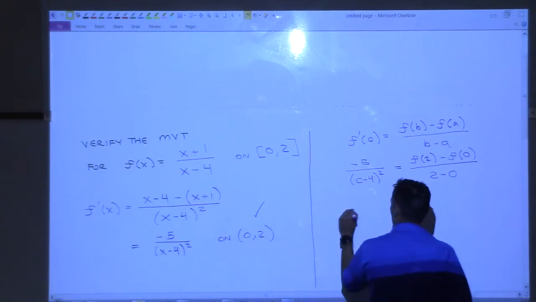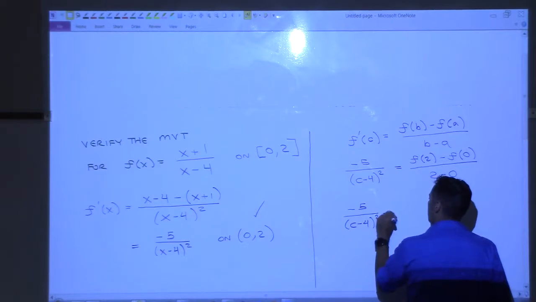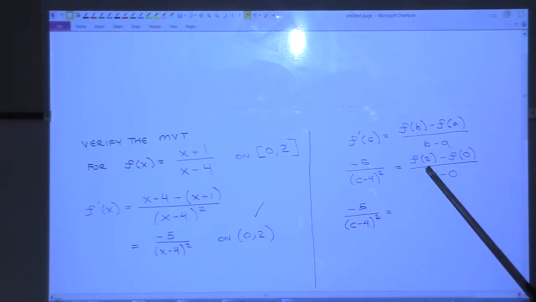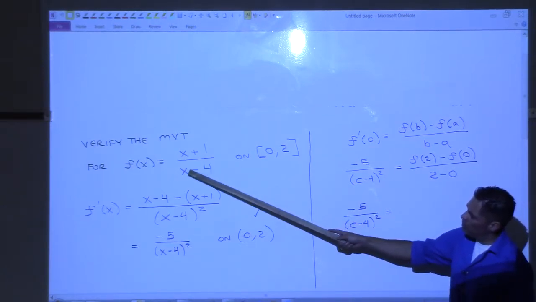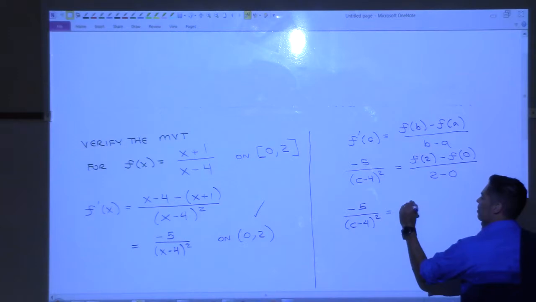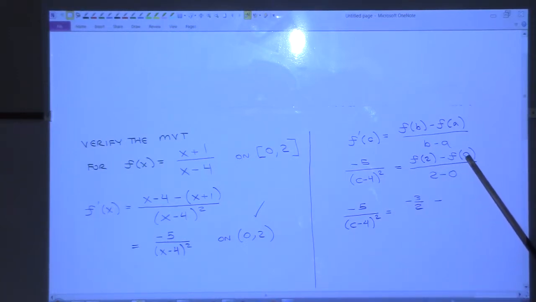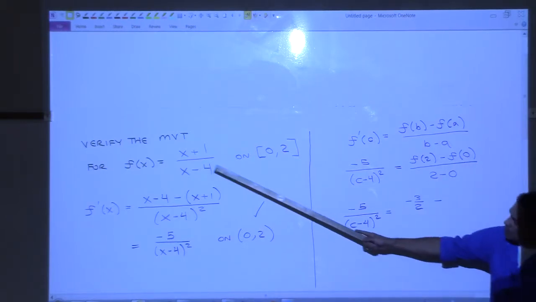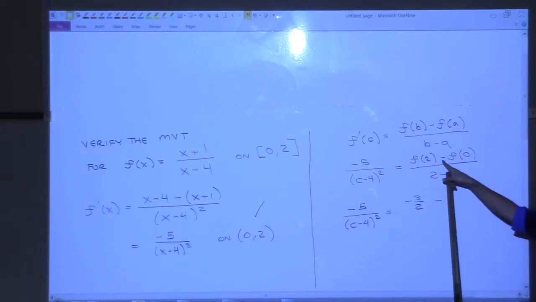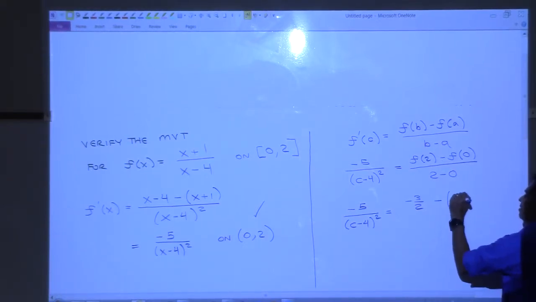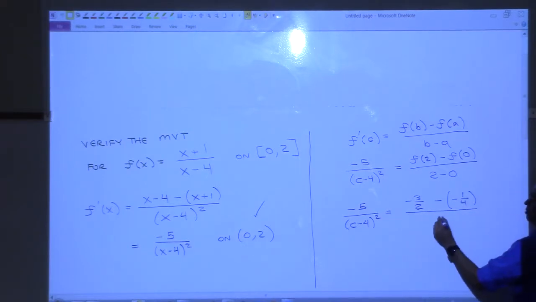Let's just fill in what's f of 2, what's f of 0. Let's do our little arithmetic on the denominator. So what is f of 2? If we plug 2 into the original function, we get 3 over negative 2, so negative 3 halves. Minus, now what happens if we plug in 0? Be careful here. Plug 0 into the original function. You get 1 over negative 4, which is negative 1/4. But we're subtracting it, right? So be careful with that. That's subtracting negative 1/4. And then here we're going to have 2 on the bottom, right?